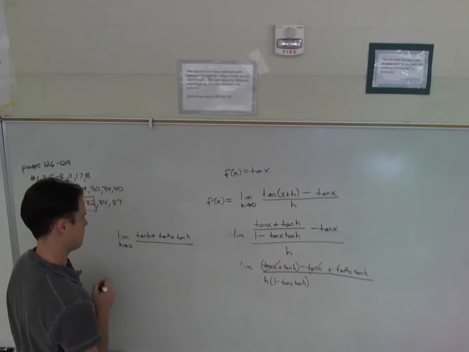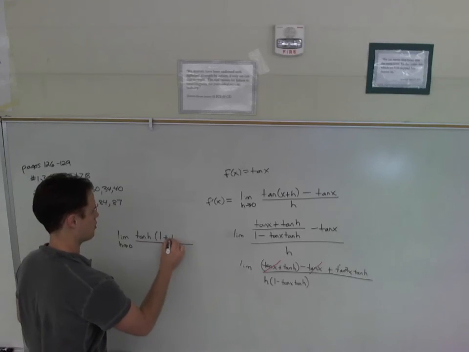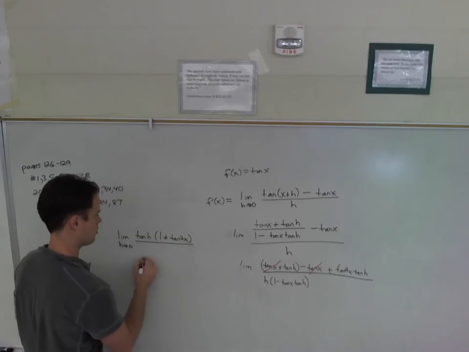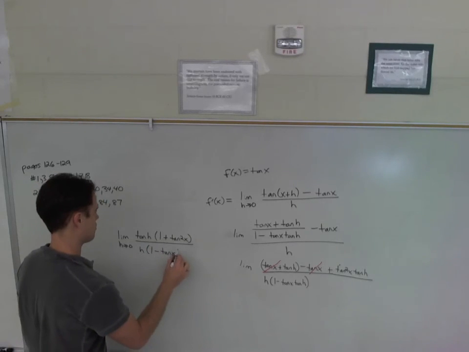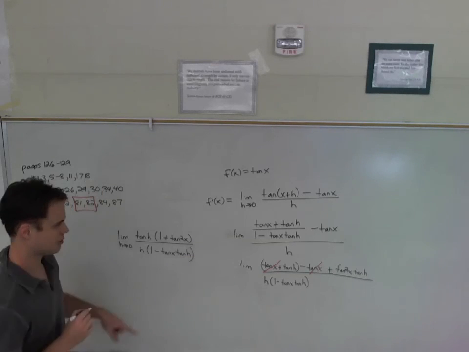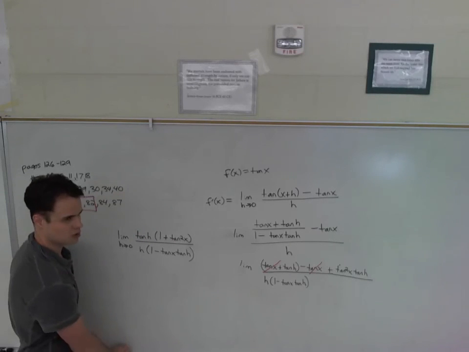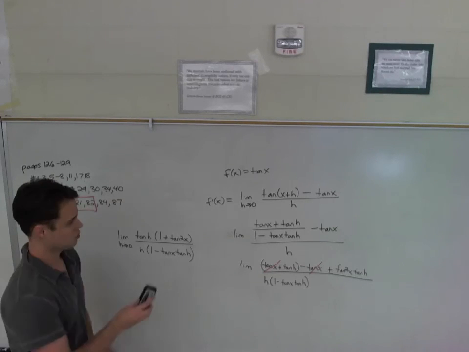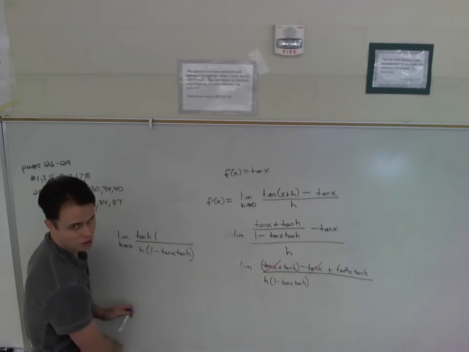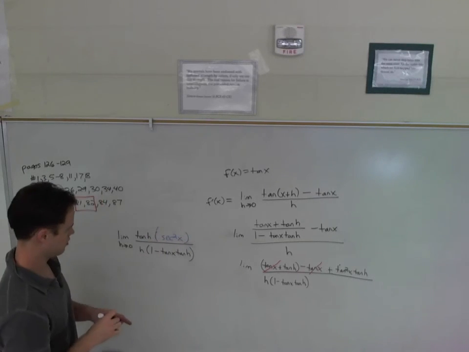I think we should factor that tangent h. Do we have an identity for that? Yeah, I think we do. That's the secant squared. We're definitely going to need this identity this year. 1 plus tangent squared is, well, there's our secant squared we were talking about.